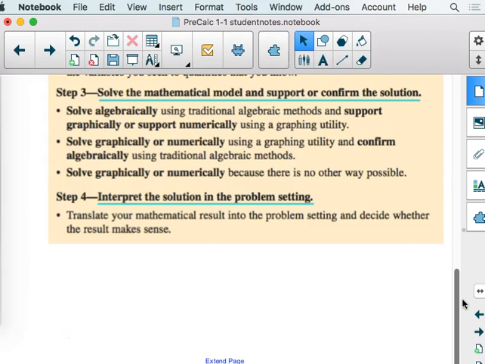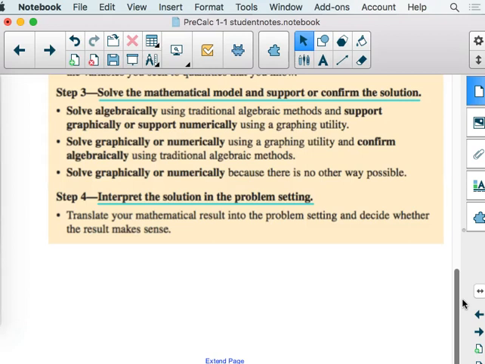Remember, we're supporting our answers with the graphing calculator. They are not how we're getting them. We would rather have everything algebraic. Or solve graphically or numerically using the graphing utility and confirm algebraically using traditional algebraic methods. Check your answer. So that's it. Fancy words. Check your answer. Solve graphically or numerically only if there's no other way possible.